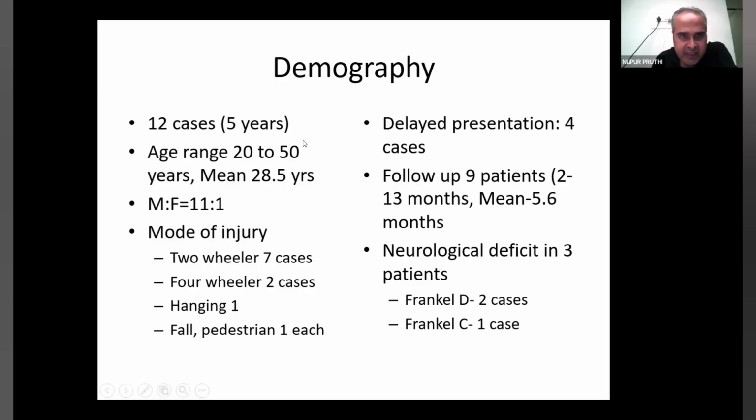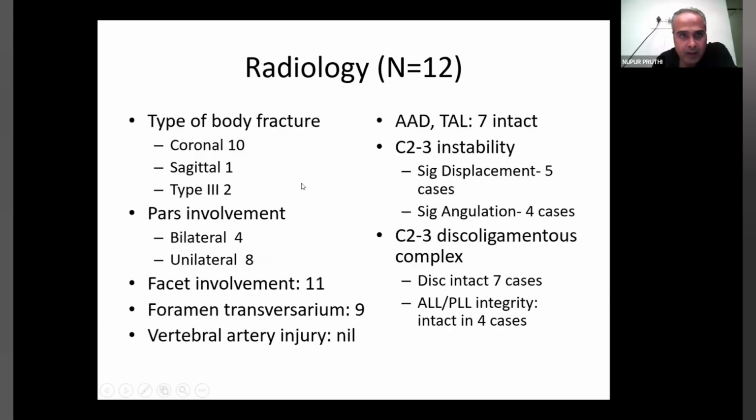There are 12 cases at that point of time. Age range, obviously they're all young patients. Male to female ratio is quite obvious. Mode of injury, delayed cases were 4. We had good follow-up in 9 patients. 3 patients presented with neurological deficits. So basically 3 out of 12, this means 1/4 of the patients presenting with neurological deficit. This means this is a category to focus on.